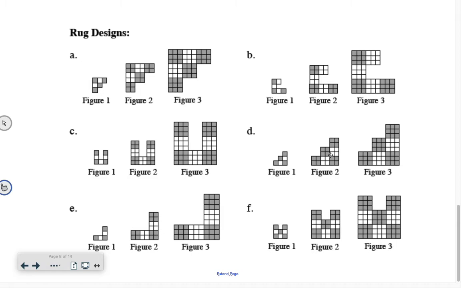Oh, do I need a pen? I do? No, I only have 4. Thank you.